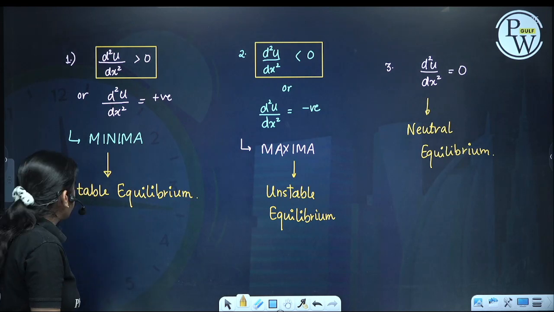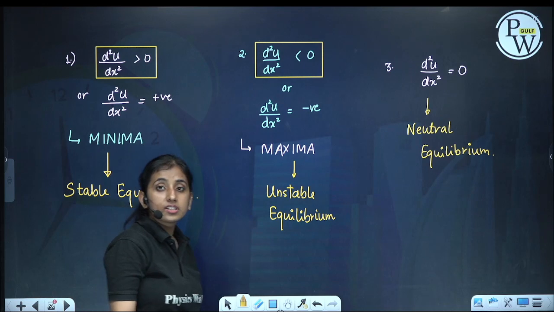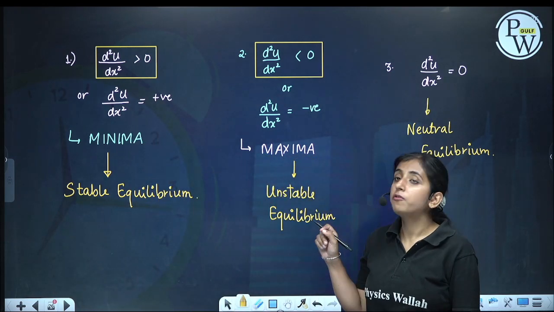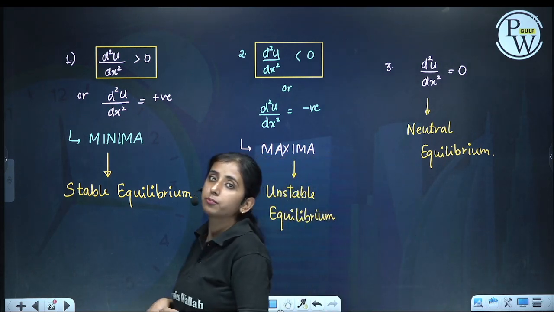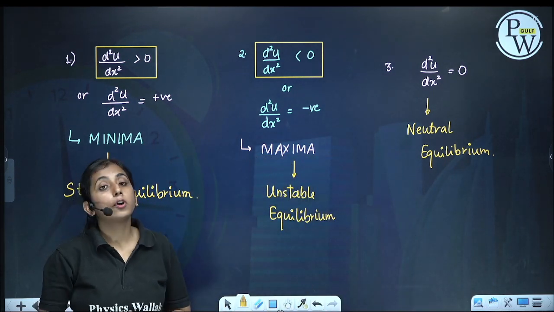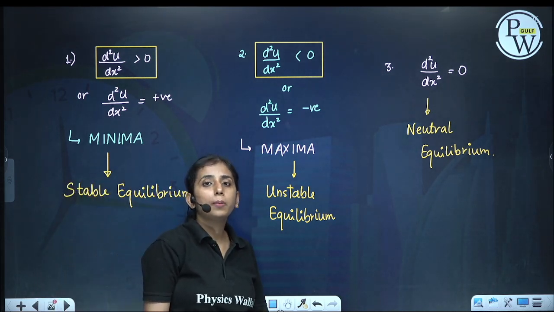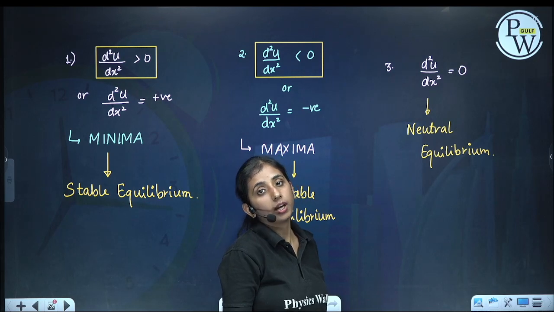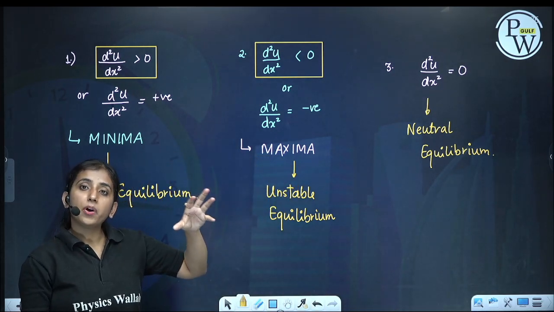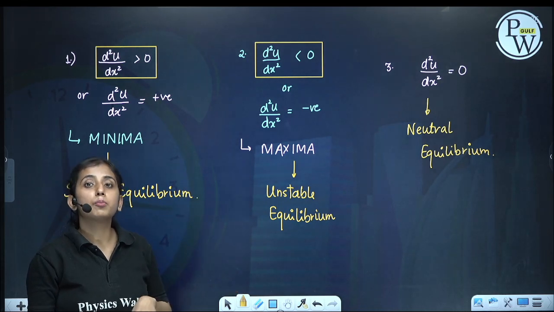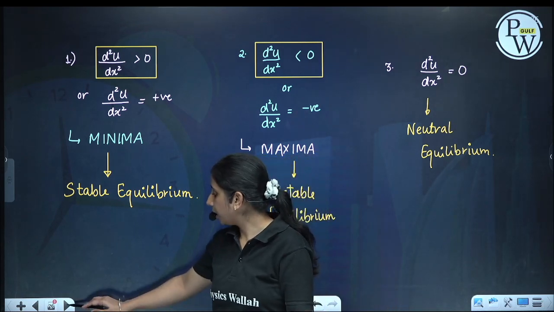So the condition for equilibrium is dU/dx = 0. The condition for stable equilibrium is that a minimum of potential energy is formed. The condition for unstable equilibrium is a maximum of potential energy, and the condition for neutral equilibrium is that it is a point of inflection, where d²U/dx² is also 0. On disturbing the particle, it moves to another position which is also a position of equilibrium. So this is all about equilibrium.